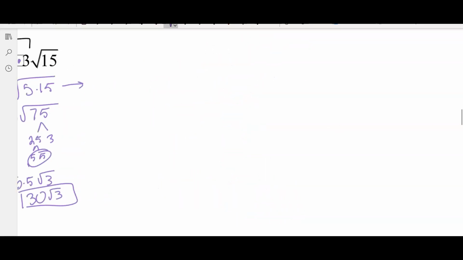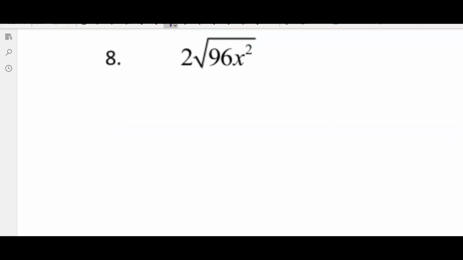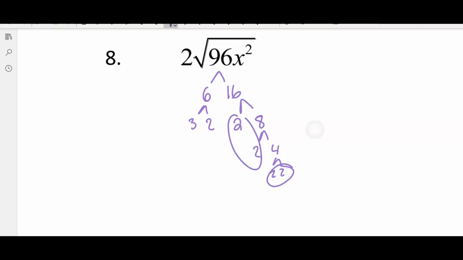All right, the next one here, wherever it went, here we have a 2 on the outside, but underneath this radical here, we can absolutely simplify this. So I'm going to simplify all that's in here. So 96, we can get that by doing 6 times 16. This simplifies to 3 times 2. 16, we can do 2 times 8. 8 is 2 times 4, and 2 and 2. So we have a pair of 2's, then we have a 3 and a 2 left over.